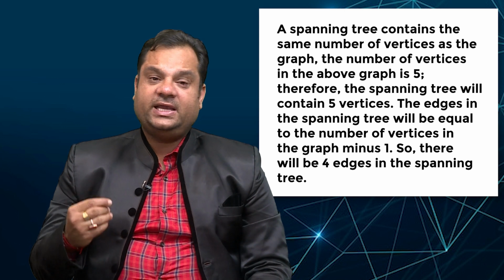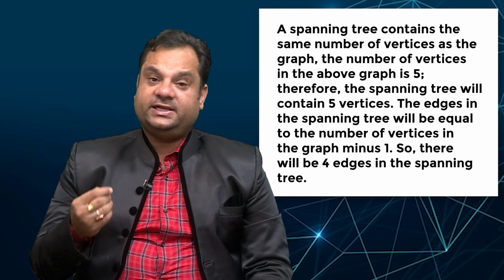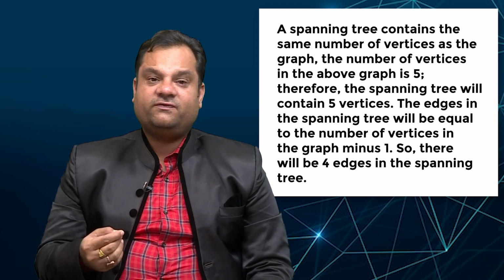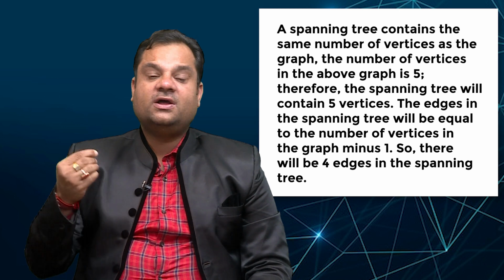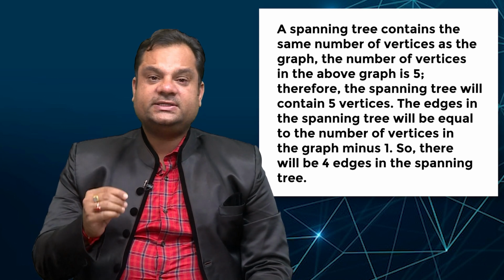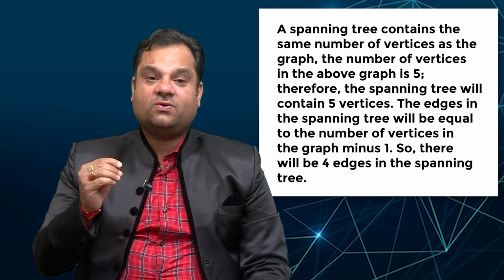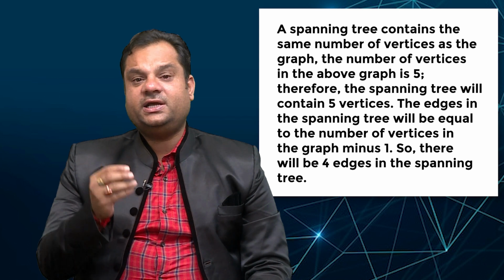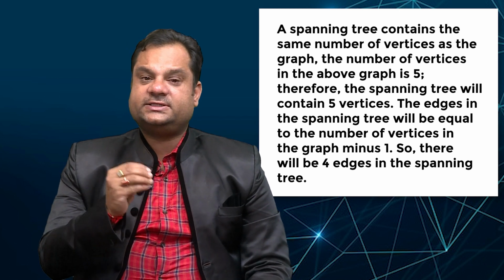So, as discussed above, the spanning tree contains the same number of vertices as the graph. The number of vertices in the above graph is 5. Therefore, the spanning tree will contain 5 vertices. The edges in the spanning tree will be equal to the number of vertices in the graph minus 1. So, we can say there will be 4 edges in the spanning tree. Some of the possible spanning trees that will be created from the above graph are given as follows.